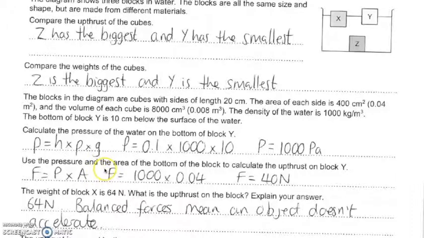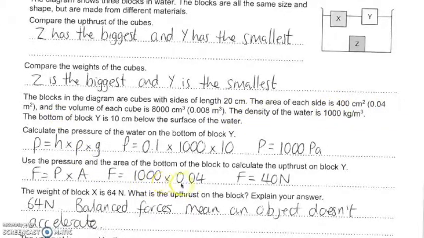Now let's use the pressure and the area of the bottom of the block to calculate the upthrust on block Y. So here we go. Force is equal, because remember pressure is force divided by area, which means if we rearrange the equation we get force is equal to pressure times area. So that pressure that we just worked out, 1,000 pascals, multiplied by the area of each side, which the question tells us is 400 centimeters squared, which is 0.04 meters squared.